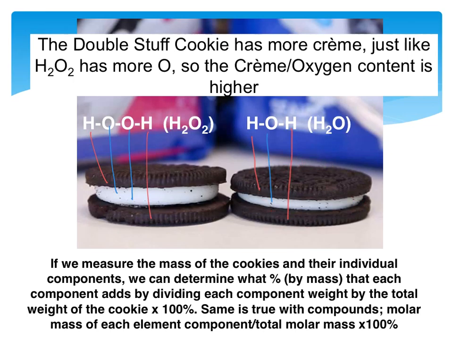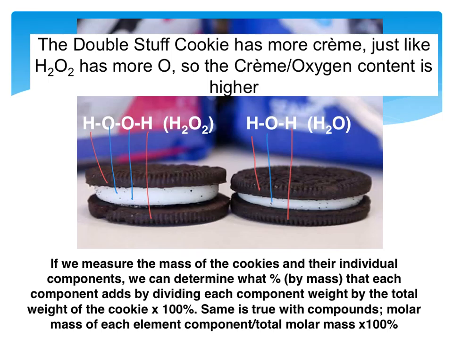Well, the same basic principle applies to a compound, except instead of measuring the mass, we're going to use the molar masses of the individual elements to determine the molar mass of our compound. And the molar mass of each individual element times the frequency of that element in the compound represents its contribution by mass to the compound.